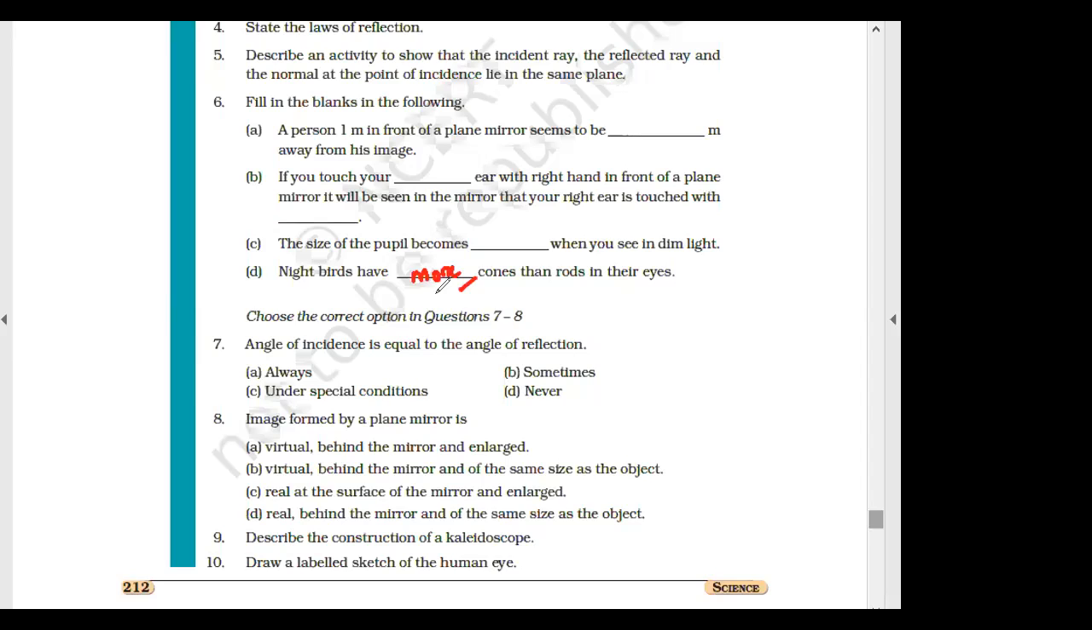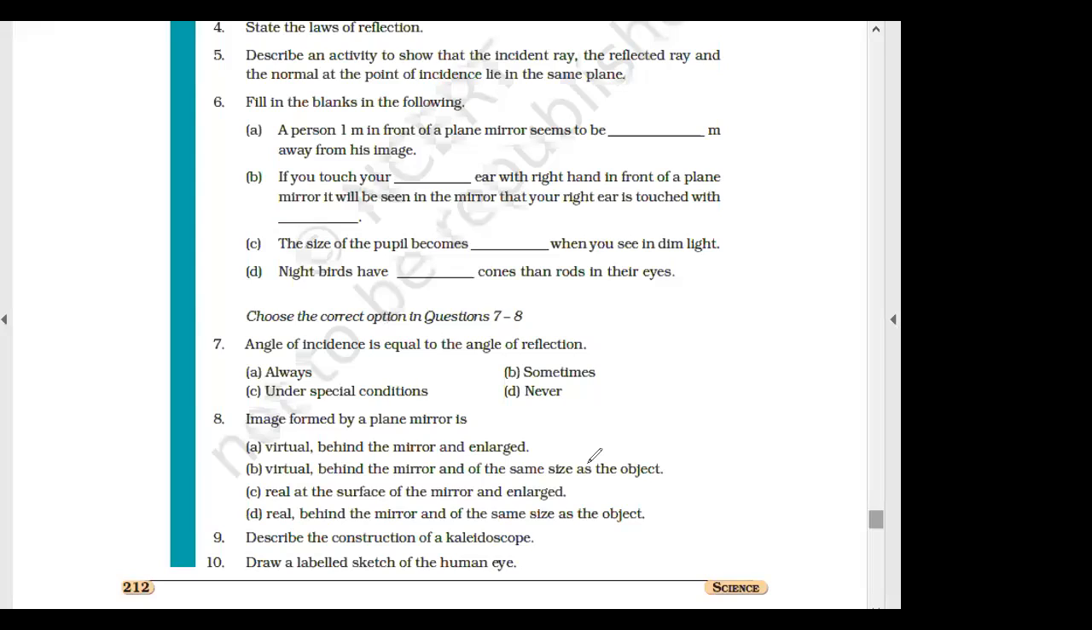Shivansh, tell me. So at night they need more light, they need more brightness. Okay, seventh one. Angle of incidence is equal to angle of reflection: always, sometimes, under special condition, never? Always, very good.